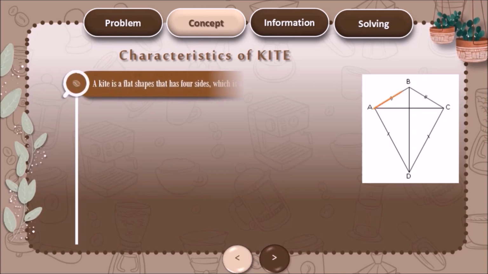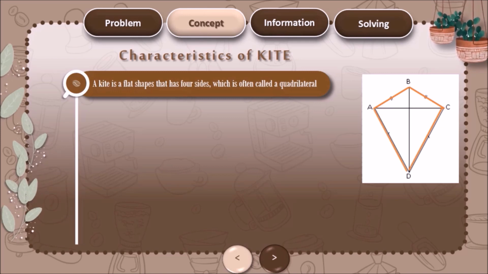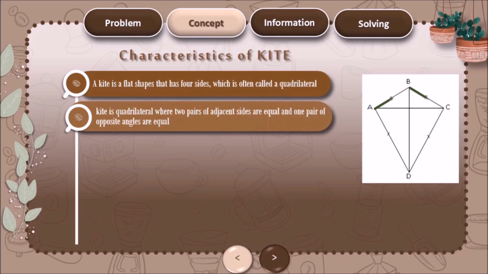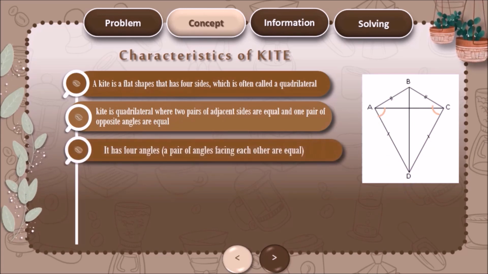First, a kite itself is one of the flat shapes that has 4 sides, which is often called a quadrilateral. The second is, a kite is a quadrilateral where 2 pairs of adjacent sides are equal and 1 pair of opposite angles are equal. Third, it has 4 angles, where a pair of angles facing each other are equal.